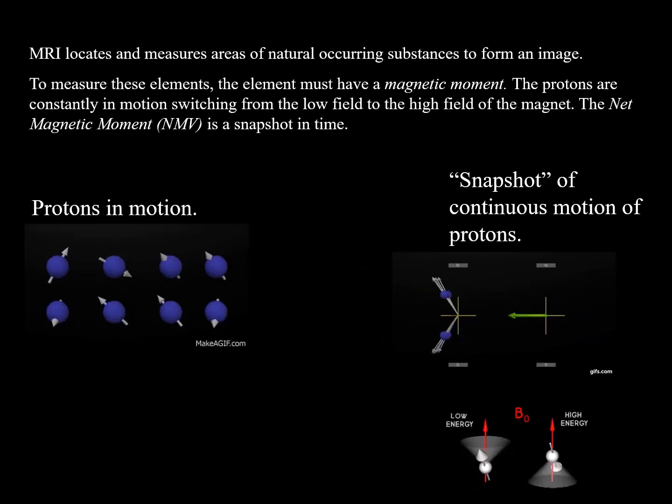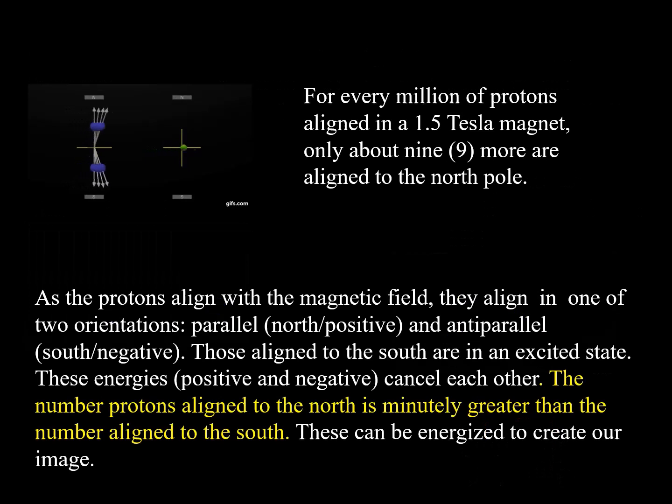Well, as we know, MRI locates and measures areas of naturally occurring substances to form an image. Using RF signals coming off the gradient, we can push those 9 low energy protons down into the high energy area and then release the energy. The energy released by the protons as they return to their natural state is exactly proportional to the tissues that they represent.